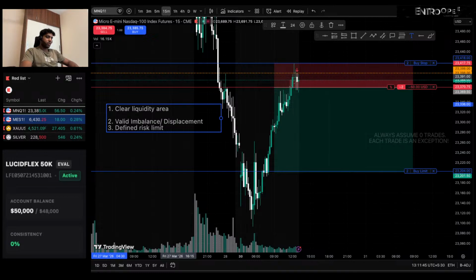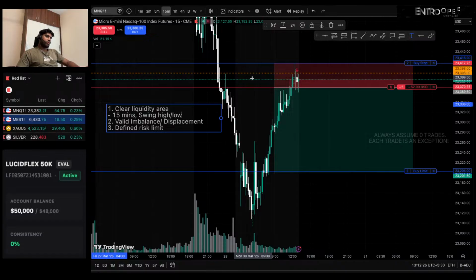For example, for a clear liquidity area, I need it to be on the 15 minutes. Then I need a clear swing high. I don't usually consider FVGs or inverse FVGs or breaker blocks or anything as valid liquidity areas for this particular strategy. I need it to be a swing high or low on the 15-minute chart.